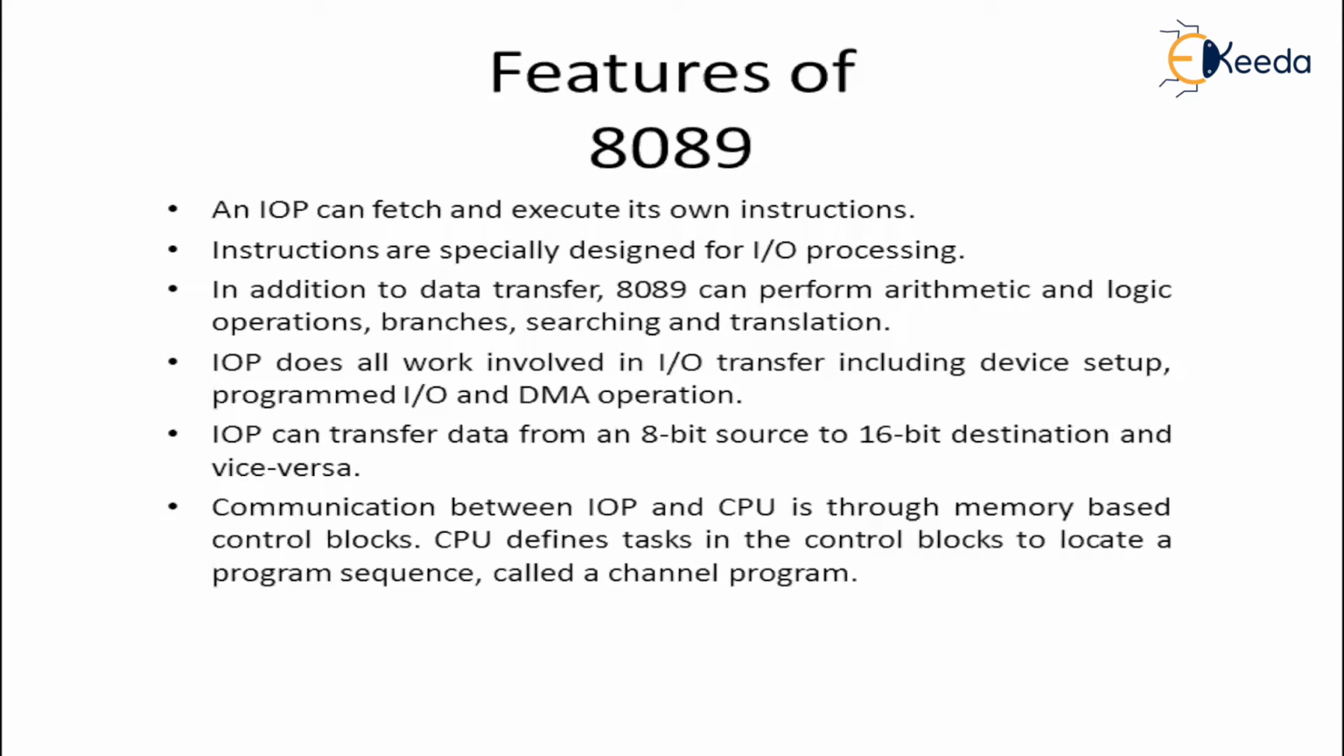Communication that takes place between the IOP and CPU is through memory-based control blocks. The CPU defines tasks in the control blocks to locate a program sequence, which is called a channel program.